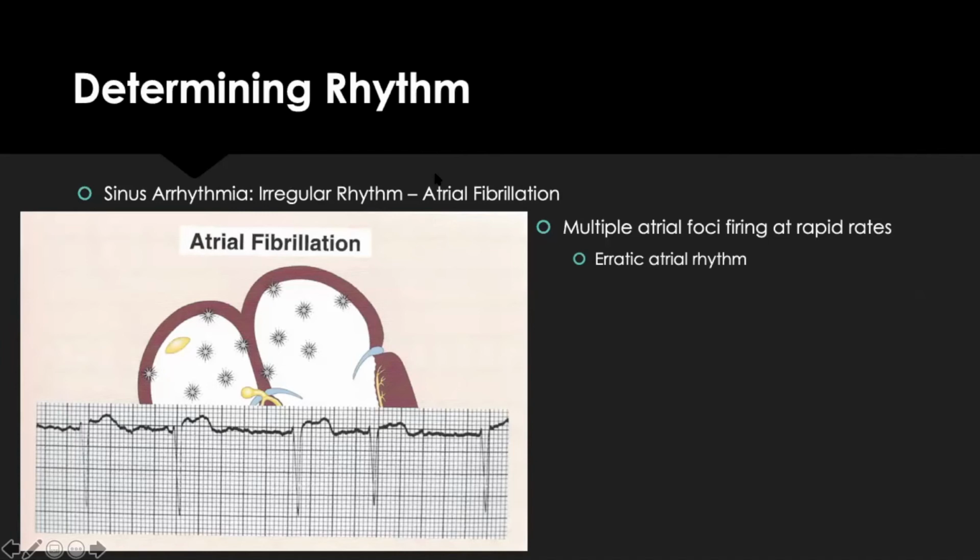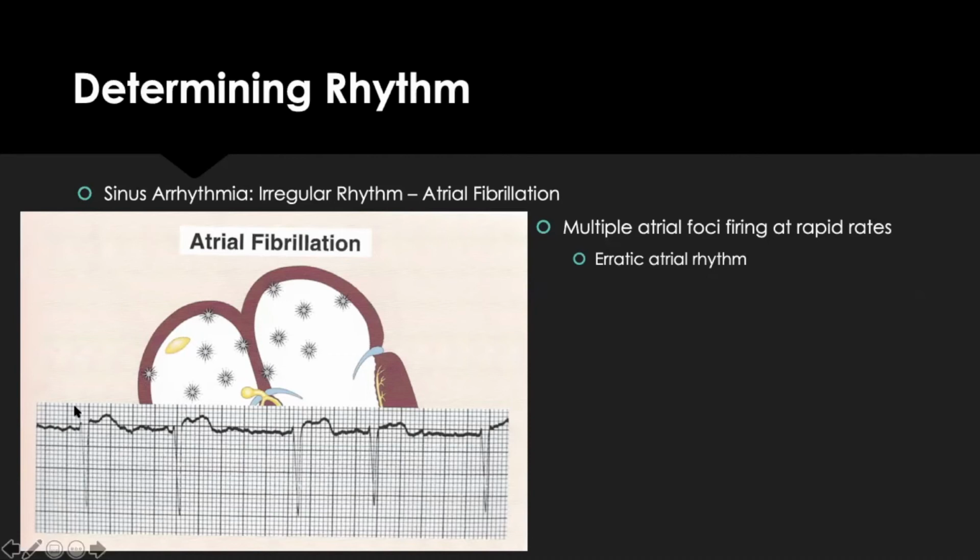Atrial fibrillation happens when multiple atrial foci are firing at rapid rates. So foci are basically other pacemakers that can fire at their own rate. They are not the AV node or the SA node or bundle of His or any of those other main pacemakers. They are scattered and they'll pace at their own rate. Atrial fibrillation is when a bunch of these foci are firing at rapid rates and are causing the atria to contract irregularly. You can see it in the EKG strip right here.